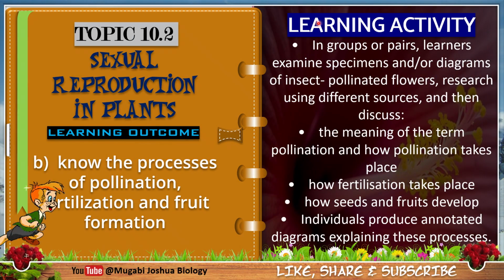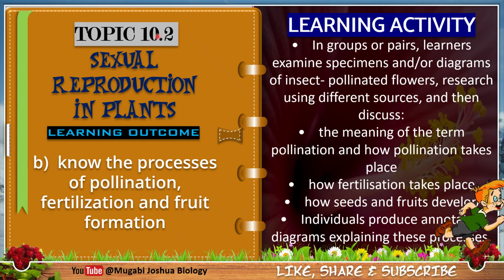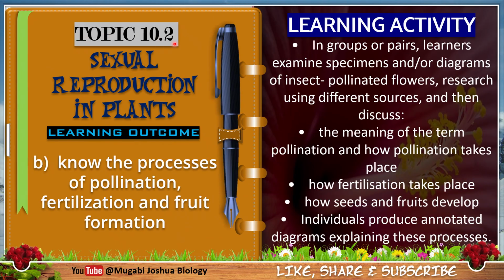Thank you very much for participating in topic 10.2. We have been looking at sexual reproduction in plants. Our learning outcome has been B: know the processes of pollination, fertilization, and fruit formation. We have been focusing on this learning activity, and each learner should have got something.